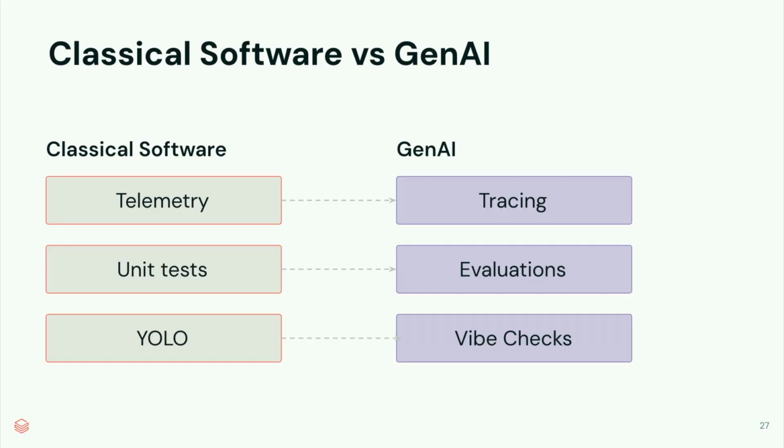And the other parallels here, like telemetry in classical software, which allows us to see what's happening as I'm executing my production grade software, is very similar to what I just showed you with tracing for GenAI. In classical software, we have unit tests, these things that persist for a long time and make sure we don't regress as we're updating our software. The equivalent in GenAI is evaluations. And I'll get more into that later.